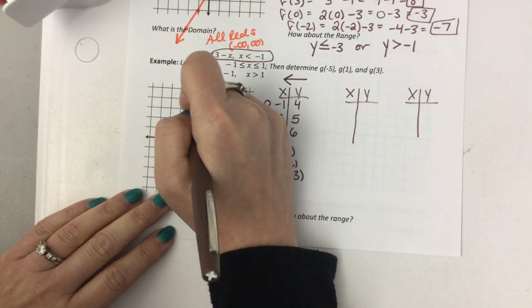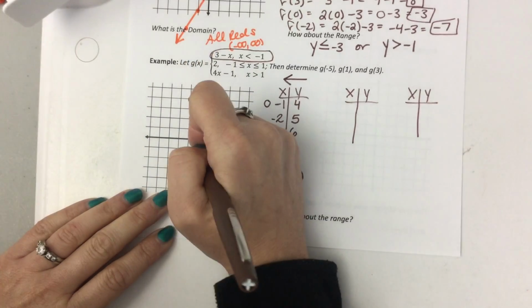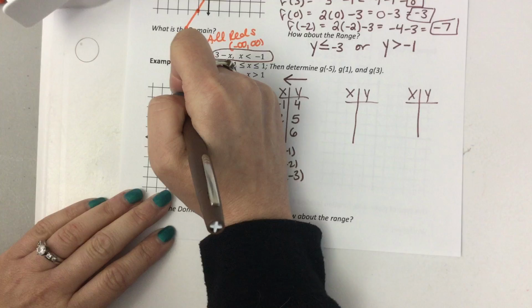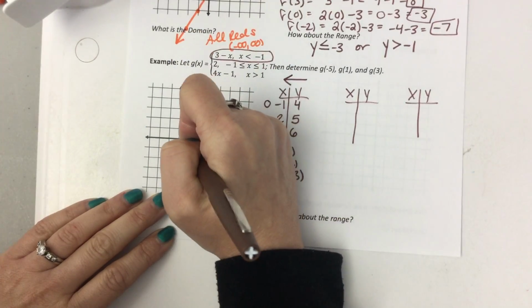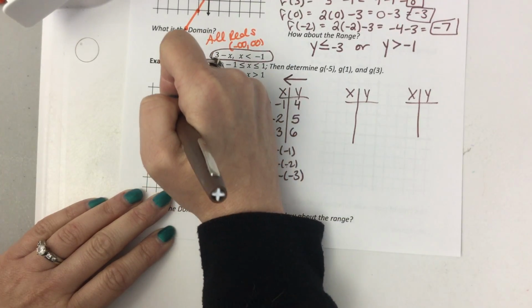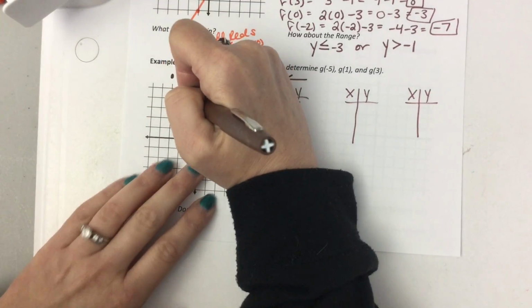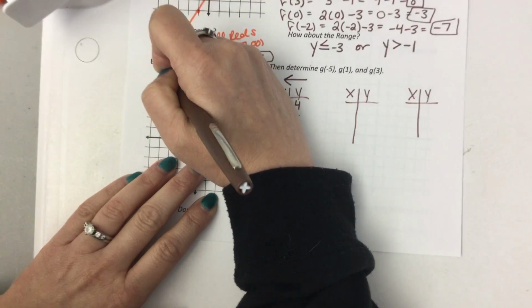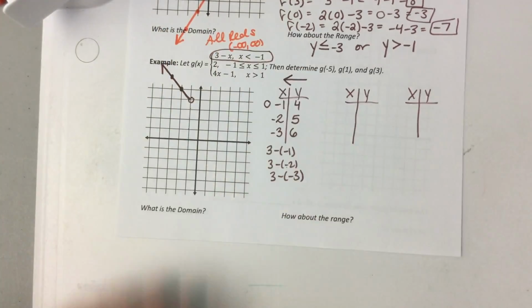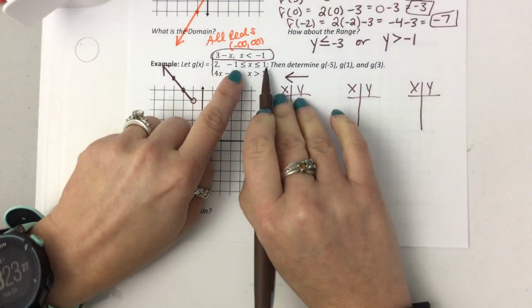-1 up 1, 2, 3, 4, open circle. -2 up 1, 2, 3, 4, 5. -3, 1, 2, 3, up 1, 2, 3, 4, 5, 6. It's off the graph a little bit. Less than, so this will continue to the left. There's that piece. Now the next piece.